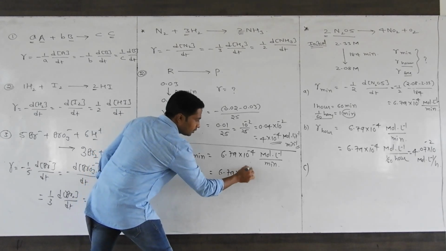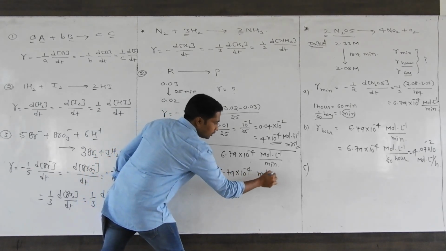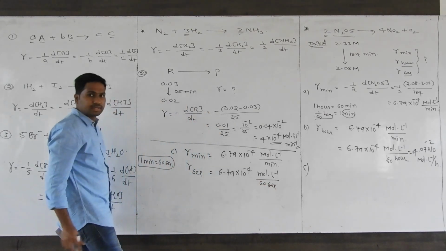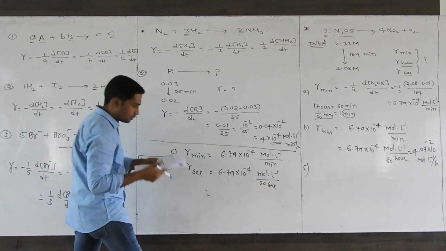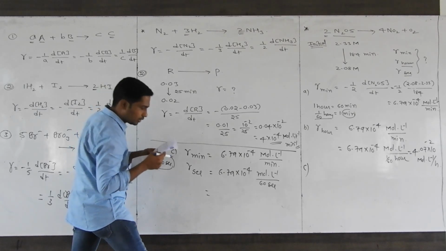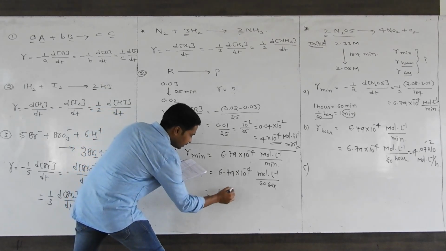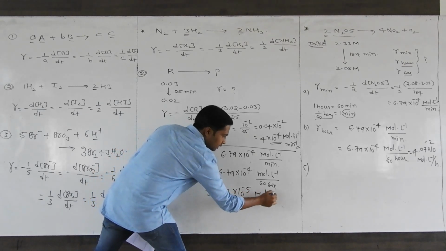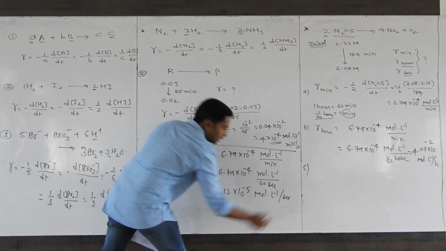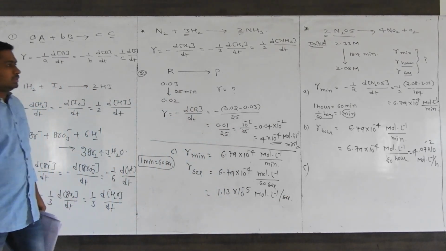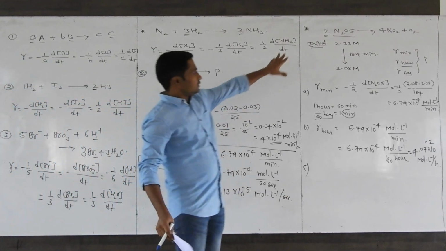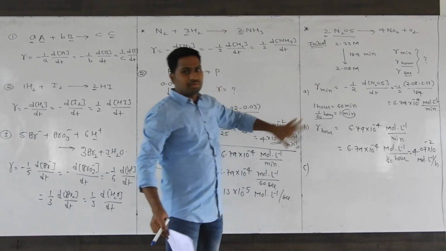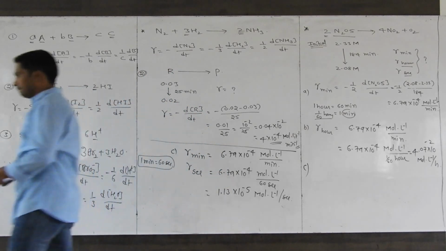6.79 into 10 to the power of minus 4 mole per liter divided by 1 minute, which is equal to 60 seconds. Changing the answer into seconds, what are we getting? Around 1.13 into 10 to the power of minus 5 mole per liter per second. So, very simple problem. As we know, the rate of reaction calculated can be converted into hours as well as seconds.